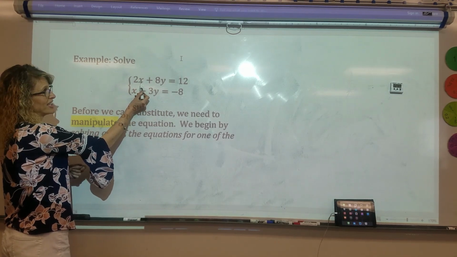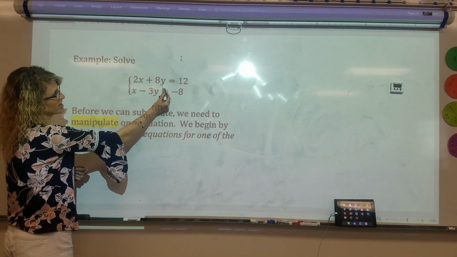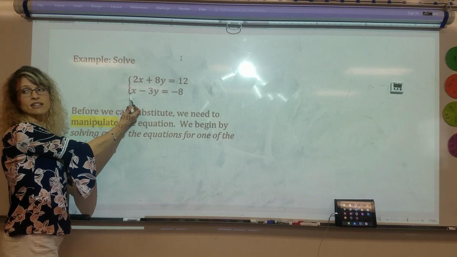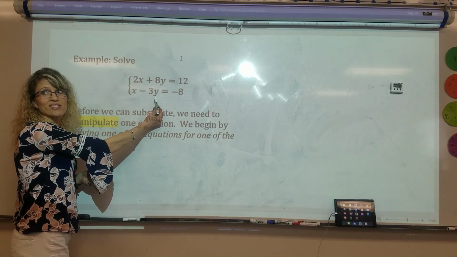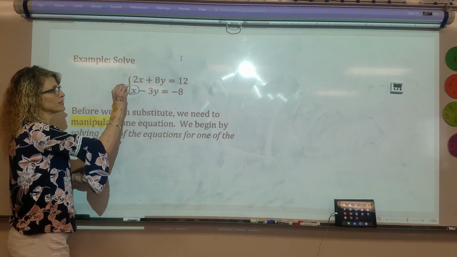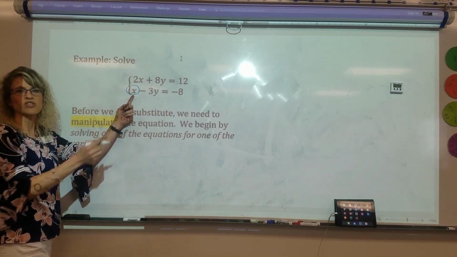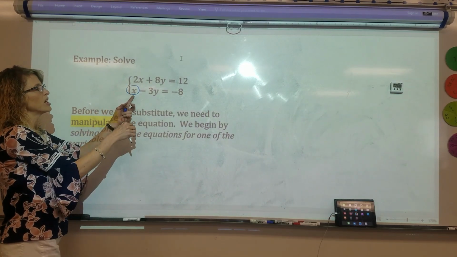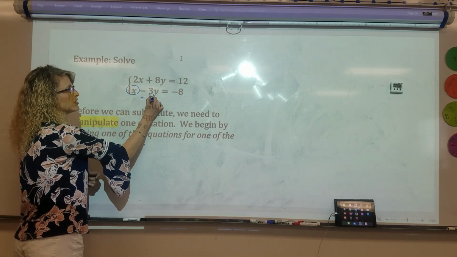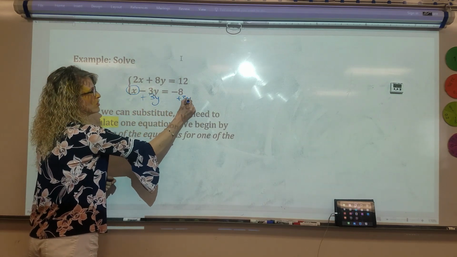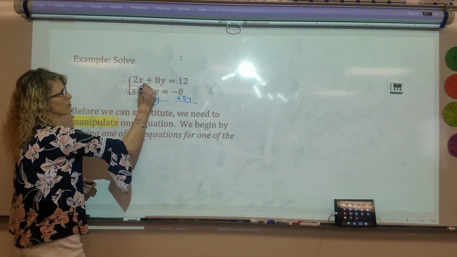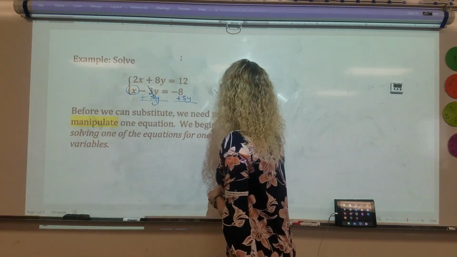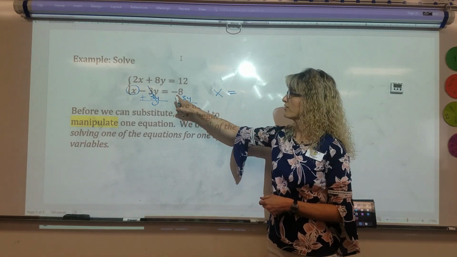Do I want to isolate this x? Should I isolate this y? Should I isolate this x? Or should I isolate this y? The easiest choice is the best choice. It's this one. I want to isolate this x because there's no coefficient in front of it. It's already positive. I'd have one step to do, and wham, x is isolated. So I'm going to write it down. I'm going to write it over here. Just right here. X equals negative 8 plus 3y.